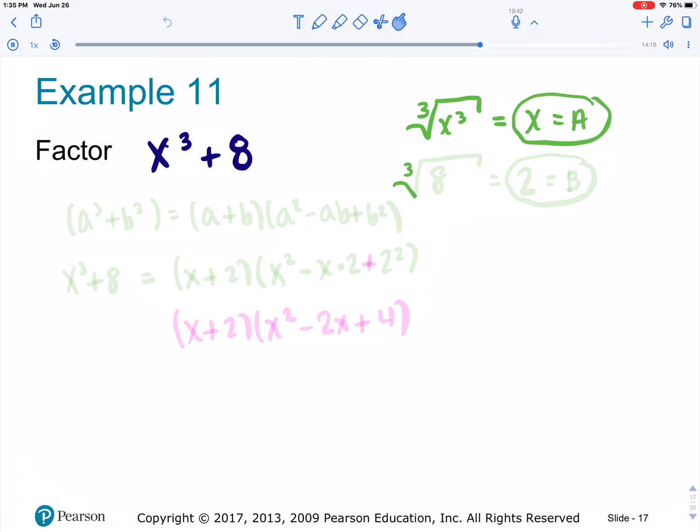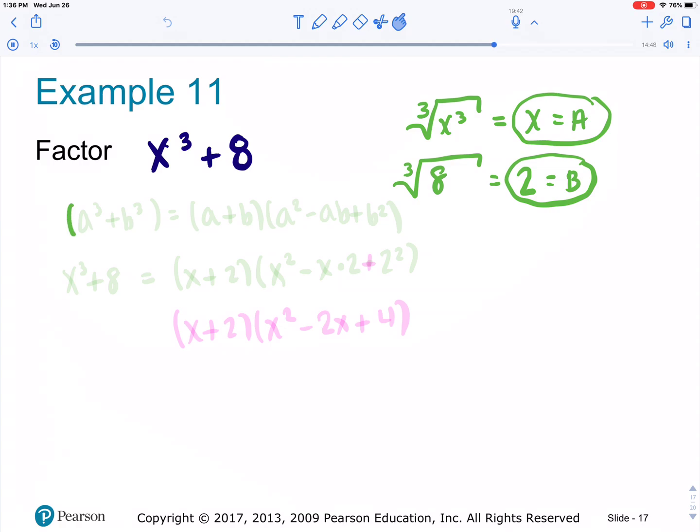And then the second one, the cube root of 8. I'm saying, okay, what times what times what, 3 times, equals 8? That's 2. 2 times 2 times 2 is 8. So that's going to be my b value in my pattern. Okay, so the next step is I figure out which pattern I've got to use. Do I use pattern 1 or pattern 2? And for x cubed plus 8, it looks like I'm going to use pattern 1 because of the plus sign.